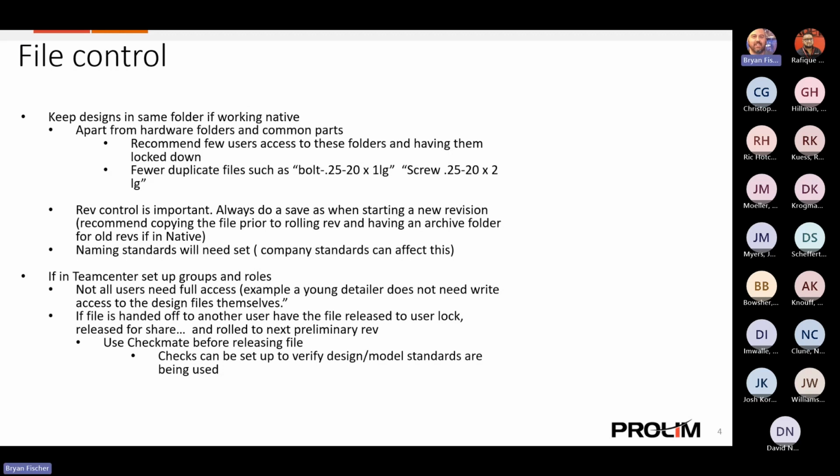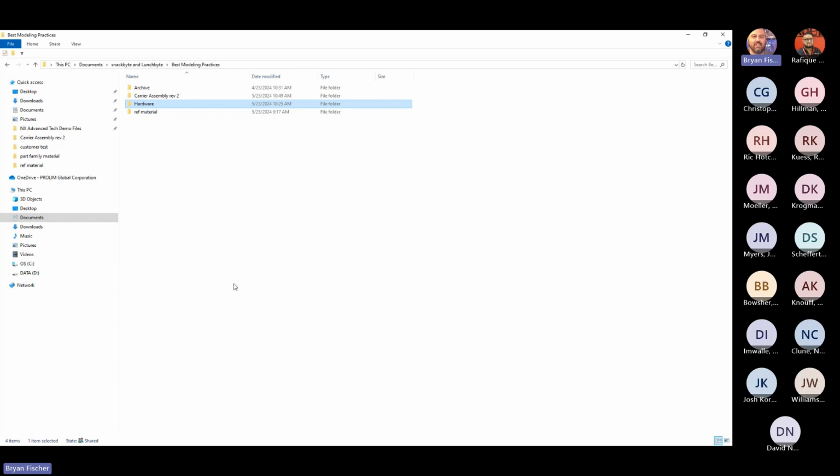So my recommendation is if you're working in native, start yourself a hardware folder, have yourself an administrator there, and have that administrator lock that down. And then additionally, if you are starting a new rev, have an archive folder, drop your old issued folder or file in there. And then when you go to start your new rev, have a working folder. So in this case, you see I have myself a carry assembly rev 2.